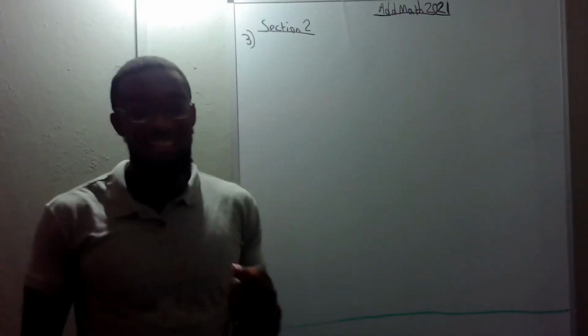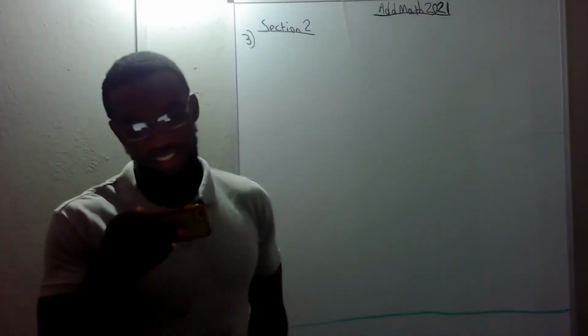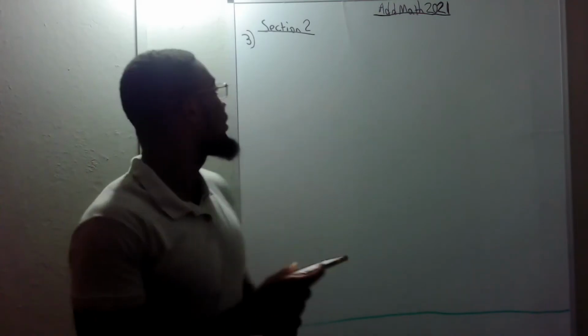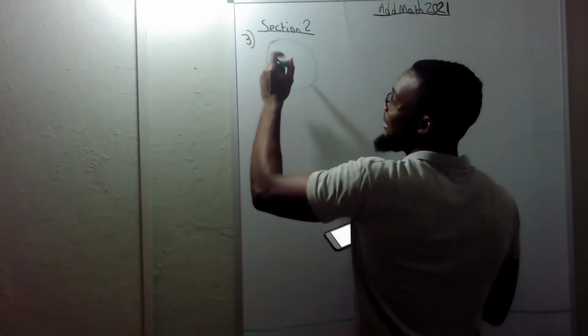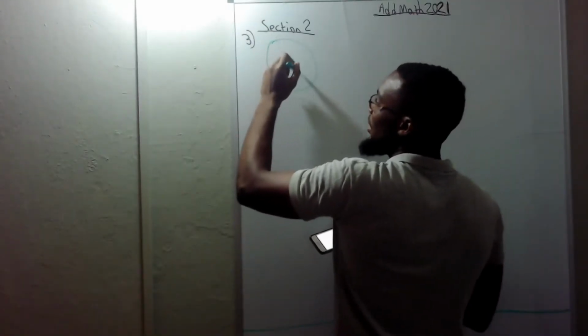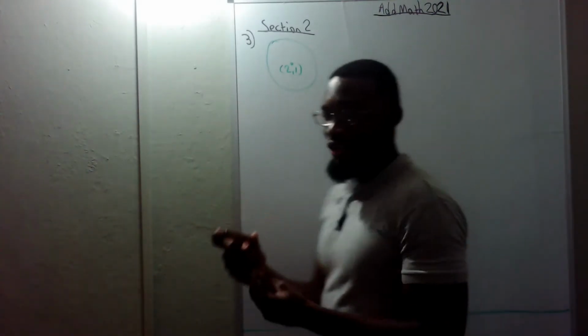Alright guys, we're going to have a look at section 2 here. It tells us that question 3a said the coordinates for the center of a circle is (2, 1). So guys, I love when you draw a sketch. Draw a little circle and tell us that the center of the circle is (2, 1). That's the center of the circle.